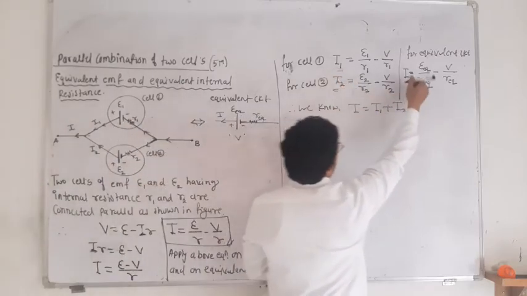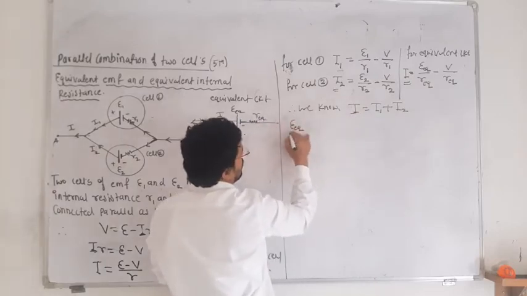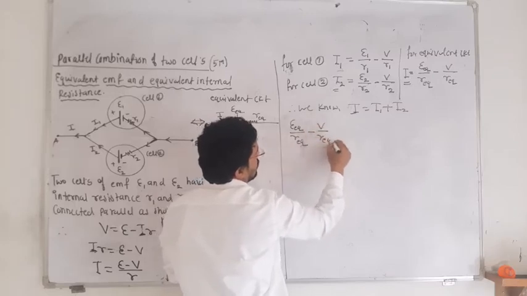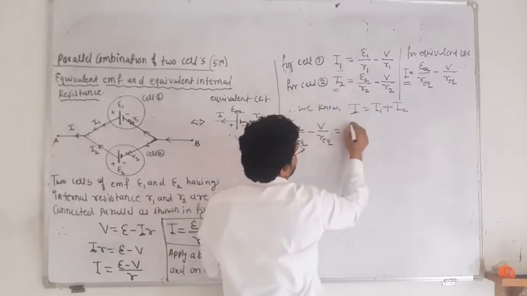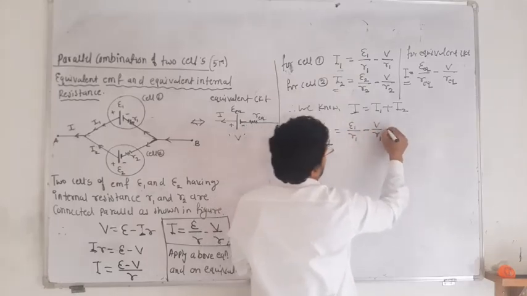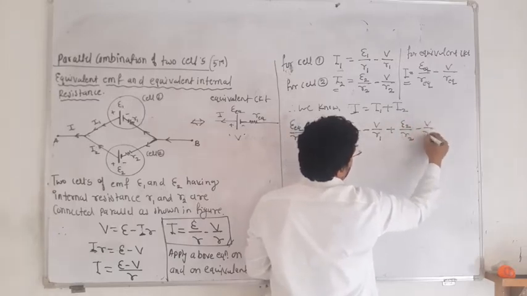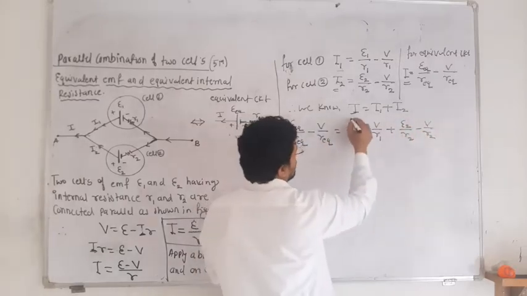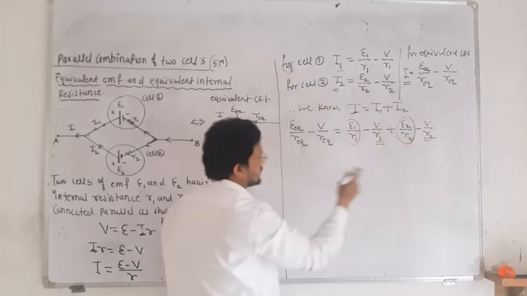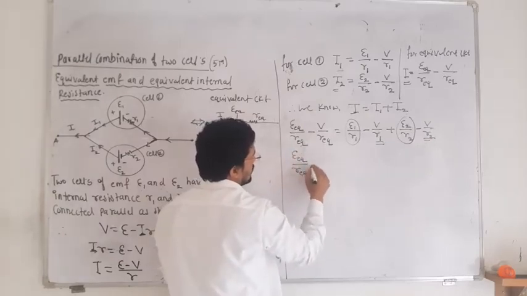I1, I2 is here and I is here. Okay. So instead of this I will write it down. E_equivalent divided by R_equivalent minus V divided by R_equivalent is equal to what? I1 is E1/R1 minus V/R1, plus E2/R2 minus V/R2. Okay. So combine these two terms, E1 and E2 terms, and these two V terms are separate. So I will write it down here: E_equivalent divided by R_equivalent is equal to what?